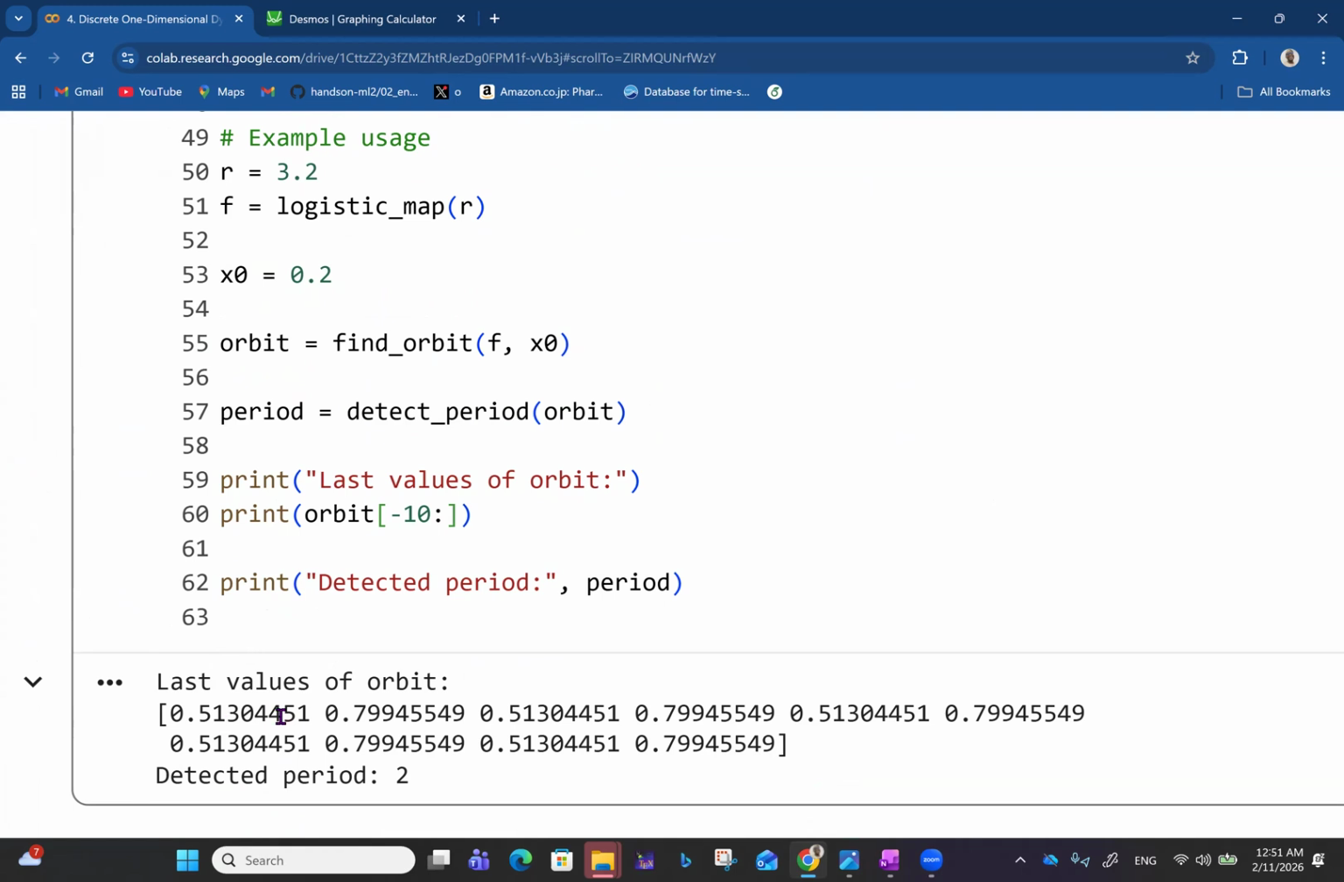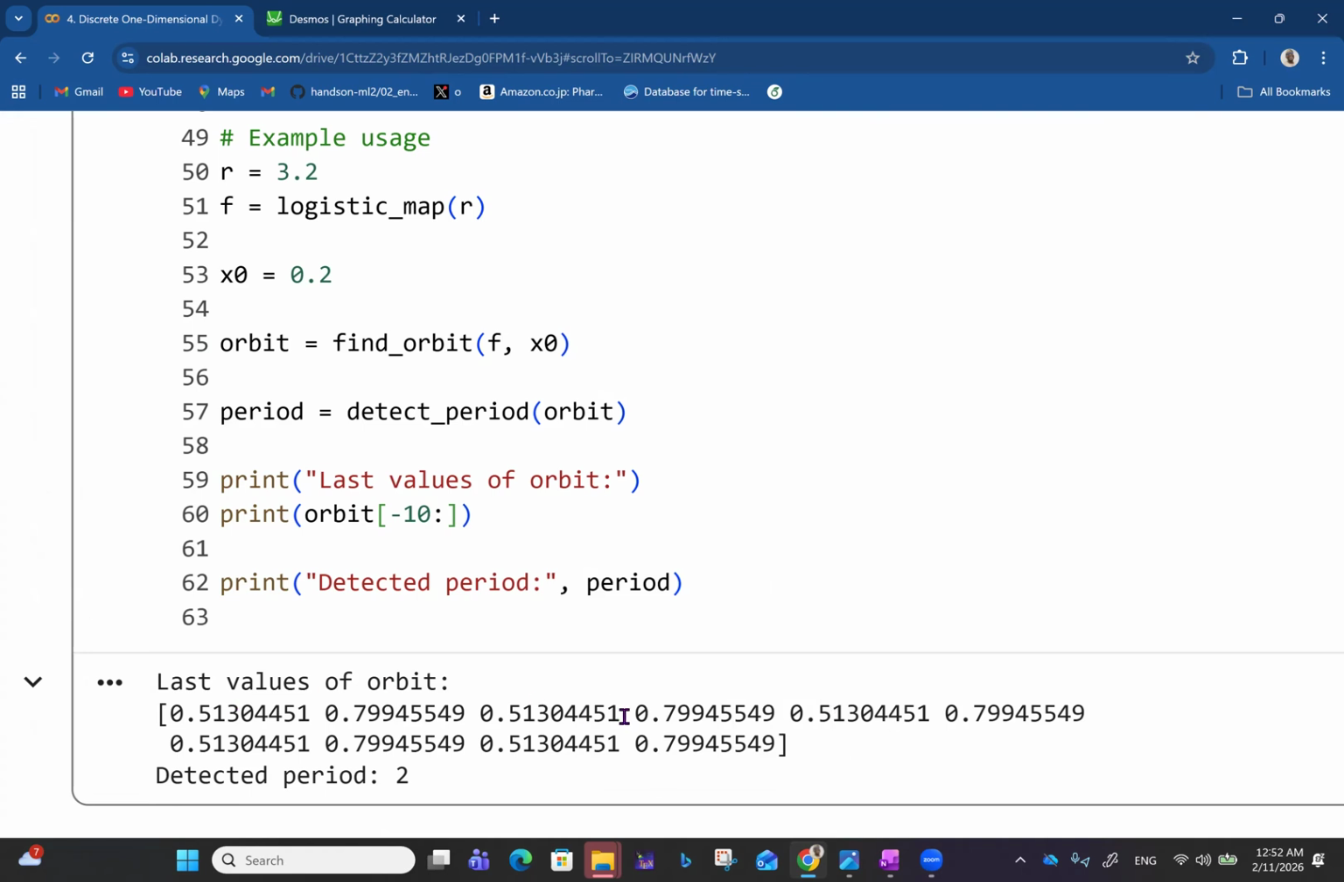We have 0.5130 all the way to 0.799, and so on. So here, two periods are detected. After you have this, you keep going, and after some time it comes back. After this, it goes back to this. So you have two periods basically: one, two, one, two, one, two, one, two.